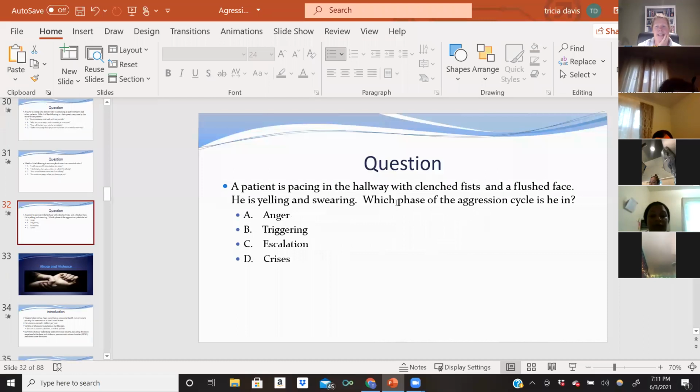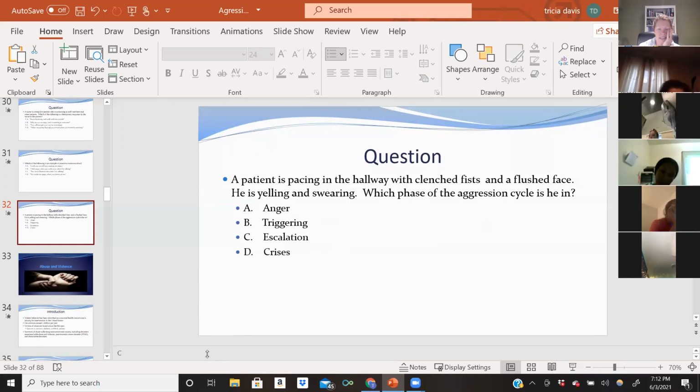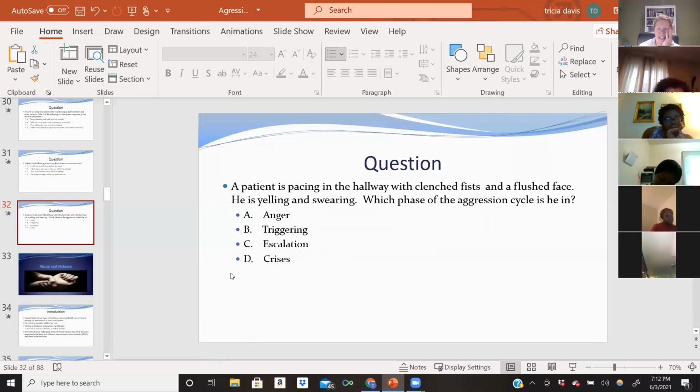All right, a patient is pacing in the hallway with clenched fists and a flushed face. He is yelling and swearing. Which phase of the aggression cycle is he in? A, anger, B, triggering, C, escalation, or D, crisis? C, he is in the escalation phase. He's yelling and he's swearing. You know that things are escalating now. He's not hitting anyone, not throwing anything around. He has those clenched fists. So it's the escalation phase. Okay.